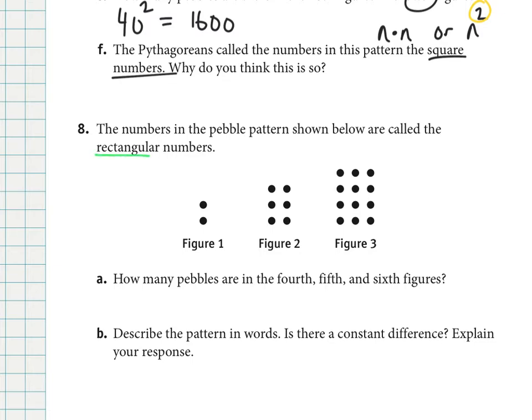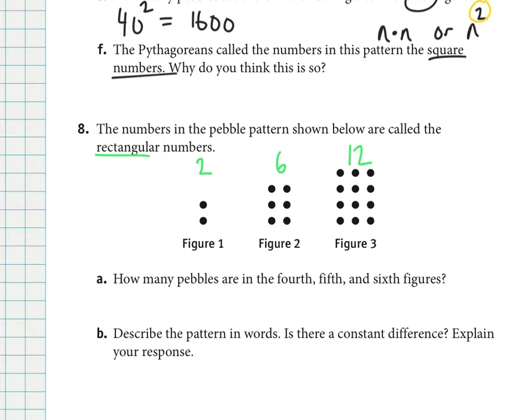So we see figure 1 has 2 rows with 1 each. Figure 2 has 3 rows with 2 each. Figure 3 has 4 rows with 3 each. Okay, so let's think about how many do we have here. So we had 2 total dots there. We had 2, 4, 6 there. 3, 6, 9, 12 there.